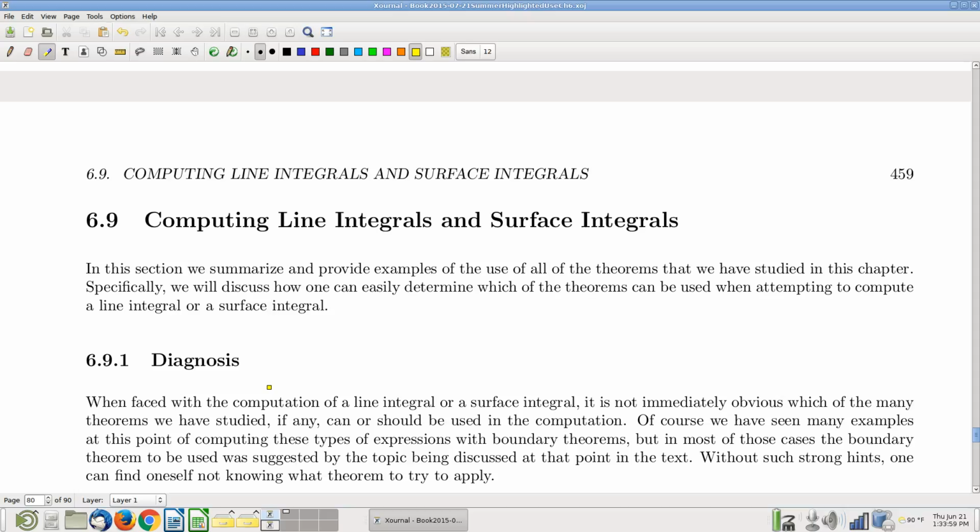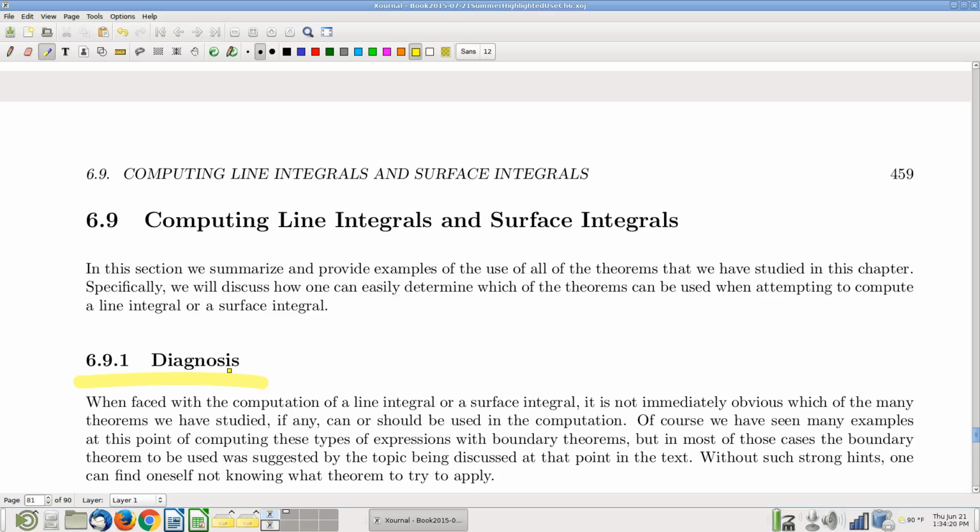Right? And this is just putting it all together and observing how you can use these ideas to actually turn the crank. How do you actually compute line integrals and surface integrals using these ideas? So the first thing I want to talk about is diagnosis.